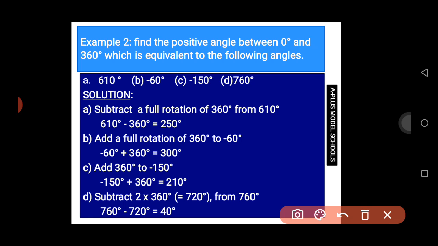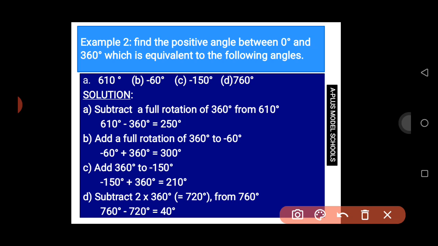Then the C, I still have negative, which is minus 150 degrees. So here, if I want to have a positive angle, the best thing to do is to add 360 degrees to minus 150 degrees. Don't forget, if I subtract 360 from minus 150, it will still give me a negative angle. But the instruction says I should find the positive angle. So whenever I'm given a negative angle, I will add. And whenever I'm given a positive angle, I will subtract. So that is exactly what we did here. So in example D, you can solve it like this.